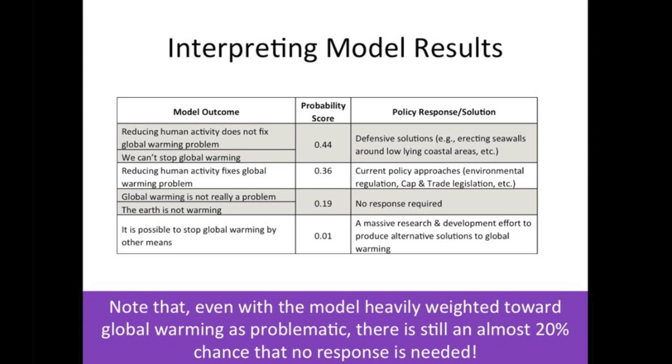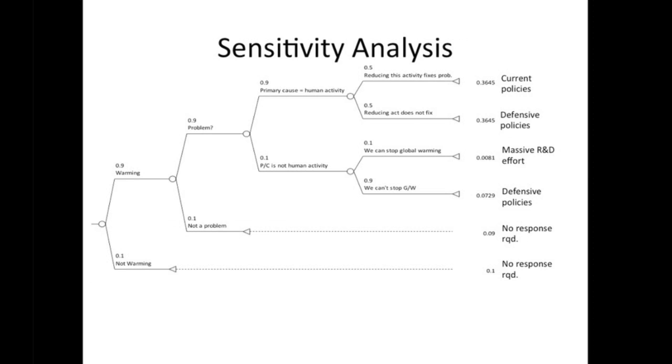The two outcomes where global warming was not really a problem and the Earth is not warming didn't require a response, so we could combine those. So what we're looking at then is the breakout of the possible strategies or policy responses. We're going to have to do some sensitivity analysis because we know that the 0.44 is pretty close to the 0.36, which would then mitigate toward a different policy approach. So let's do a sensitivity analysis on this.